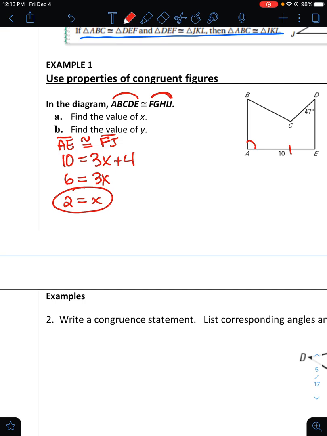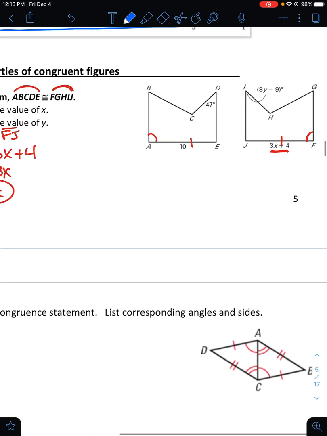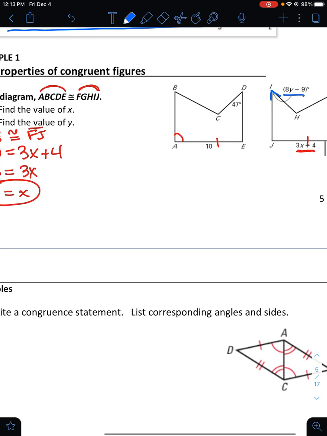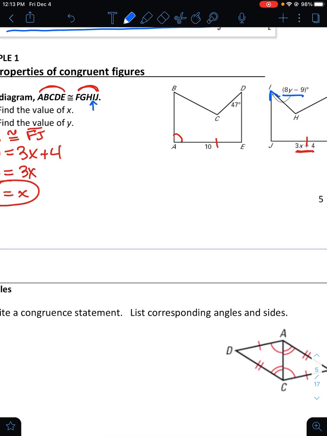All right, find the value of y. So let's look at y on the diagram. So y is located at angle I. So angle I is going to be congruent to angle D. So I know that this angle is congruent to this one. So I can say that 8y minus 9 is equal to 47. So we have just situated or linked up the corresponding parts. Okay, and that's one of the basic definitions of congruent figures: their corresponding parts are equal.